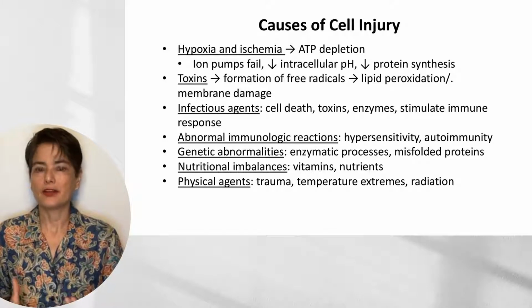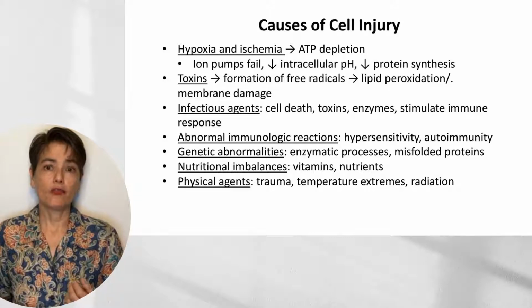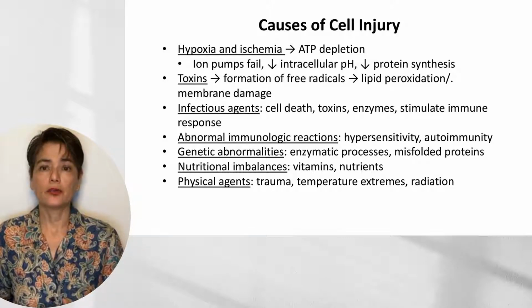So I think it's pretty obvious how hypoxia and ischemia cause cell injury. Toxins can form free radicals, which are also covered in this chapter of Robbins.